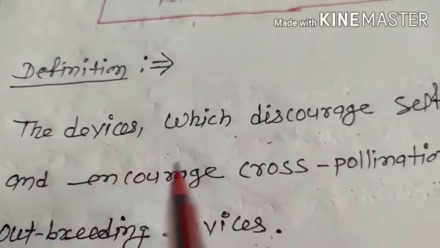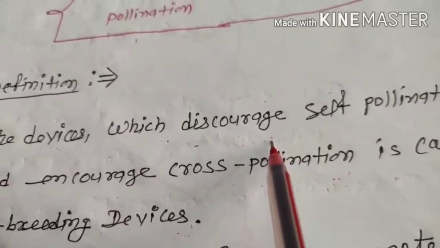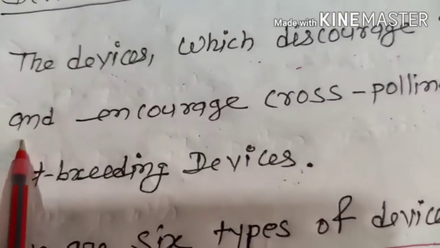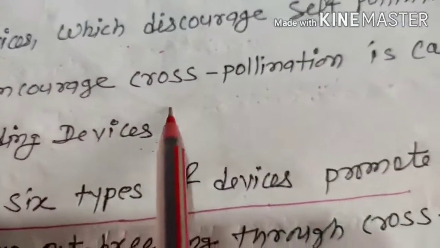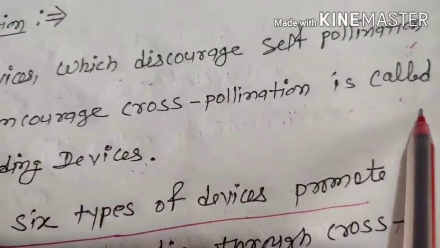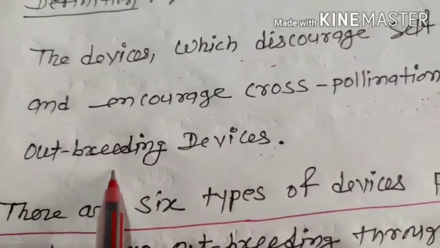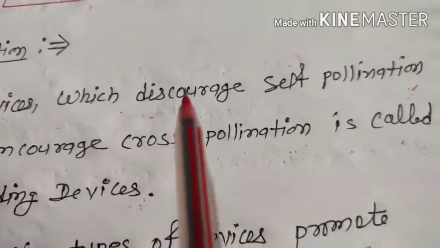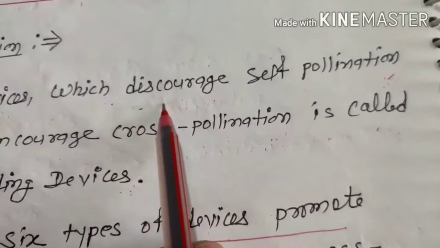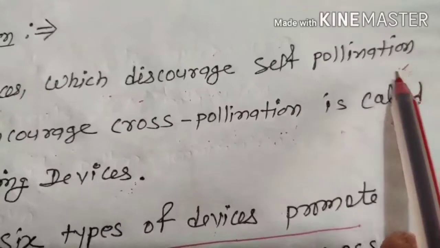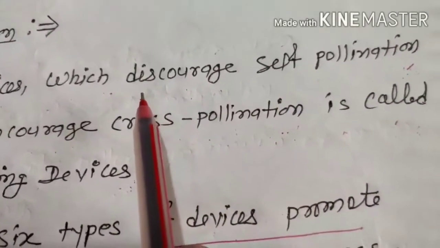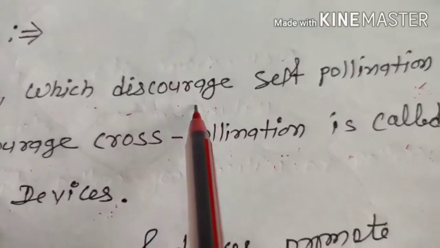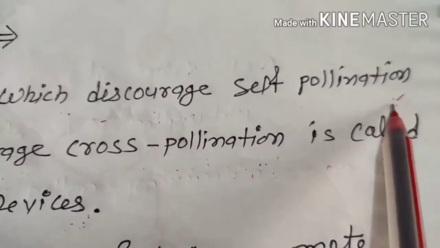The device which discourages self-pollination and encourages cross-pollination is called outbreeding device. So here are two main key points. The first is discourage self-pollination. Why is it necessary to discourage self-pollination?